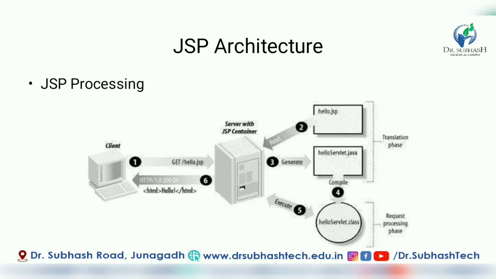The second and third phases, the reading and generating of the servlet, are known as the translation phase. And the fourth and fifth phases are known as the request processing phase, in which we are serving the client with the desired JSP page. The client requests the JSP page, then the JSP is read from the server, then converted into a servlet class, and this servlet class is compiled and we have the class file. This class file is executed, and then we have the desired JSP page.